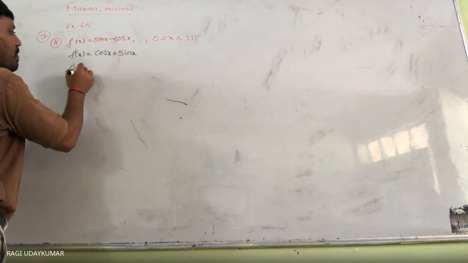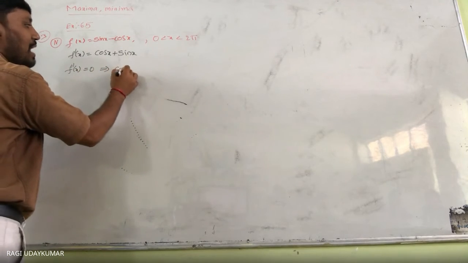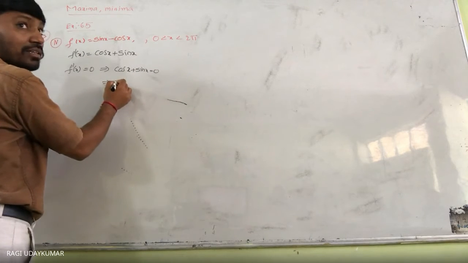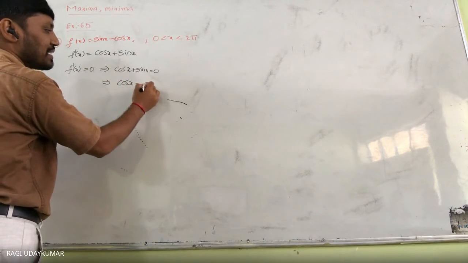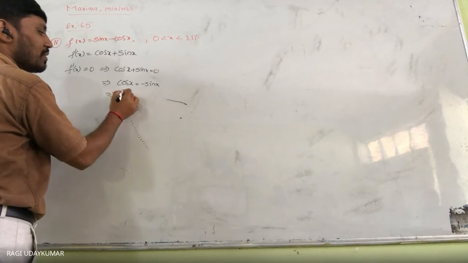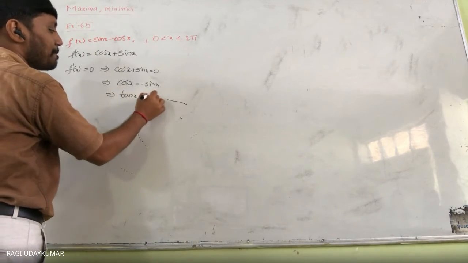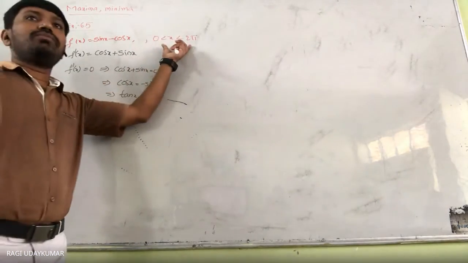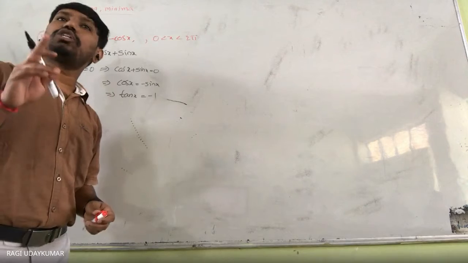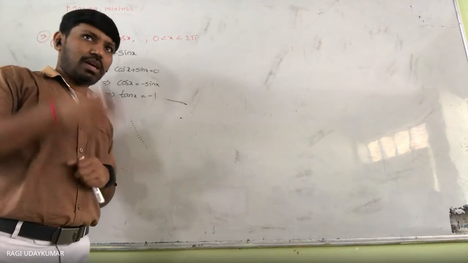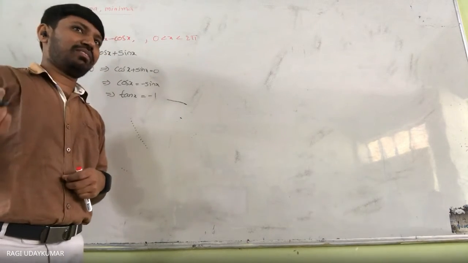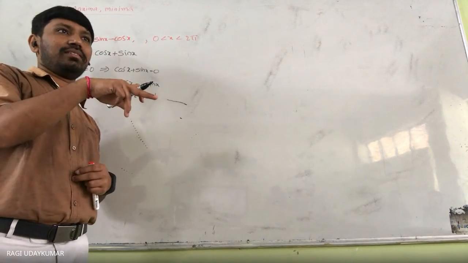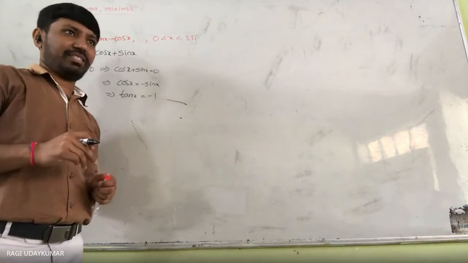So f dash of x is equal to 0 implies cos x plus sin x is equal to 0. This implies cos x is equal to minus sin x. This implies tan x is equal to minus 1. Where will minus 1 be in the four quadrants? Tan is negative in which quadrant? All Silver Tea Cups, remember? First quadrant, second quadrant, and the fourth quadrant.